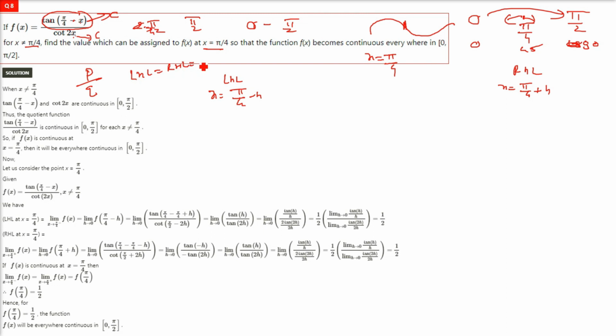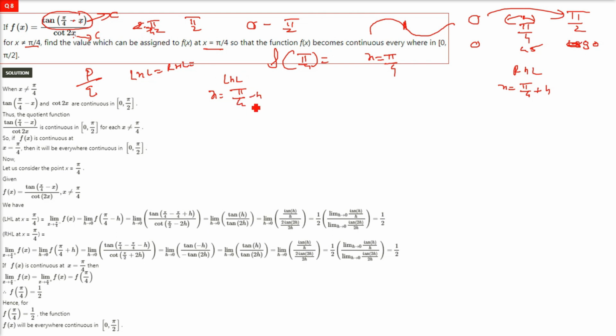So the left hand limit has to be equal to the right hand limit, and that has to be equal to the value of the function at pi/4. If the LHL and RHL are coming equal, that has to be equal to f(pi/4), which is what the question is asking. The question is asking what value to be assigned to f(pi/4), so that this function becomes continuous in the interval 0 to pi/2. That is why we have to compute the left hand limit and right hand limit, and probably they are going to come equal, and that will equate to f(pi/4). Right?